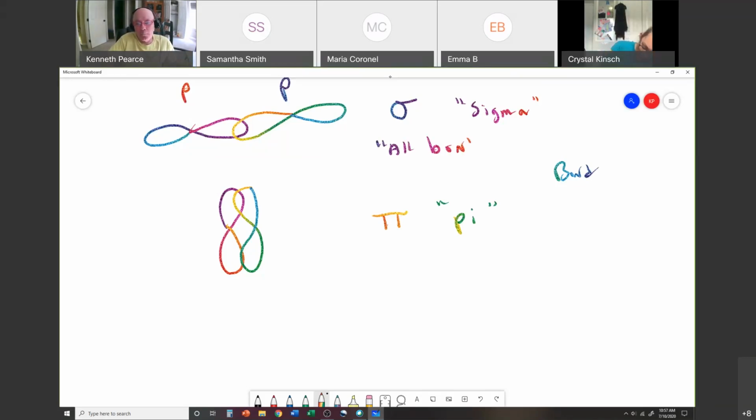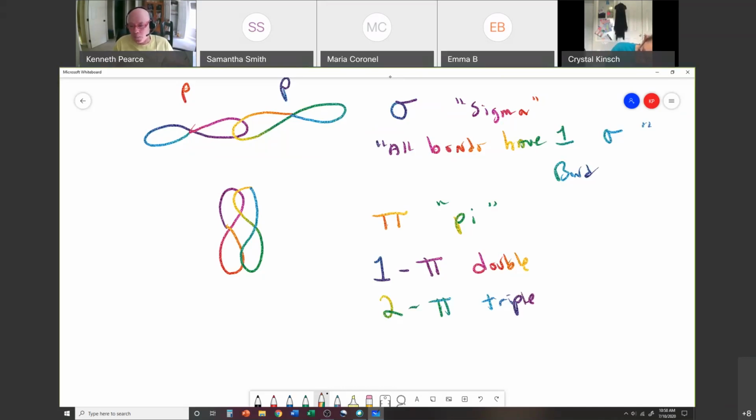And so we will say all bonds have one sigma. If you have a bond, it has one sigma. It does not have 0. It does not have 2. It has one sigma. Pi bonds are 1 pi for a double and 2 pi for a triple.